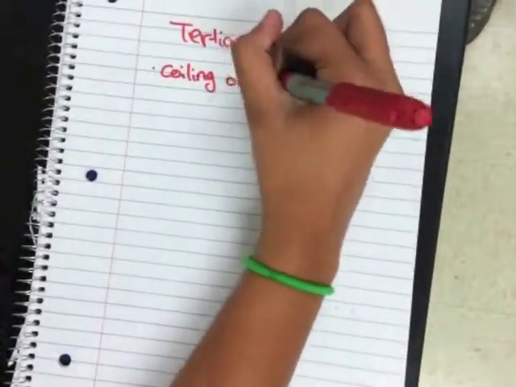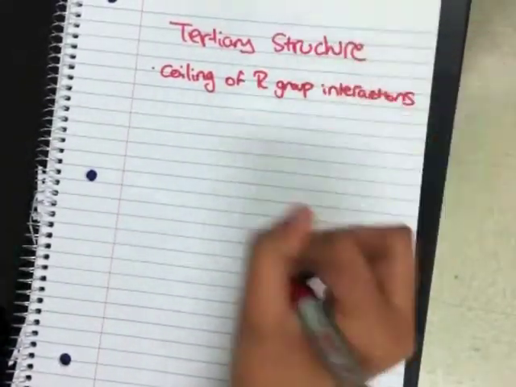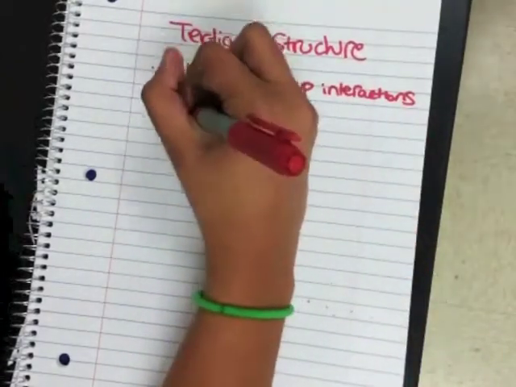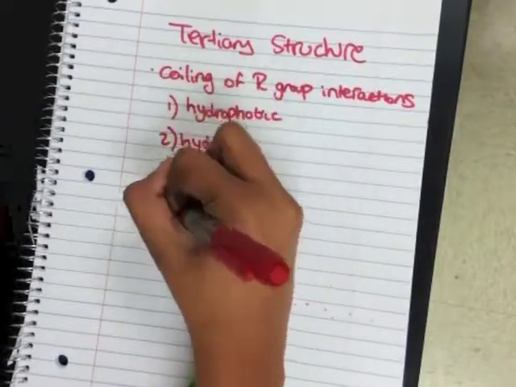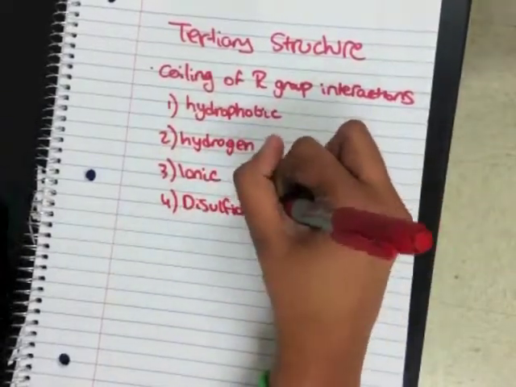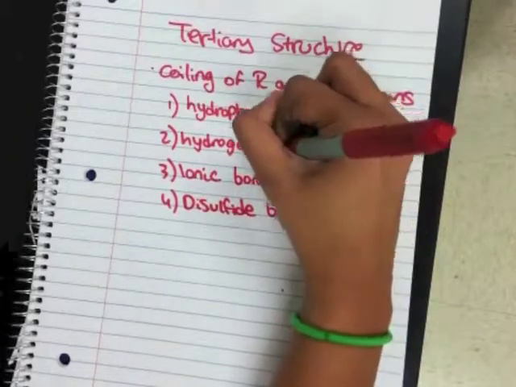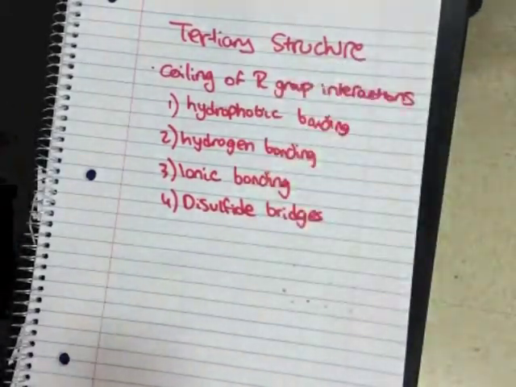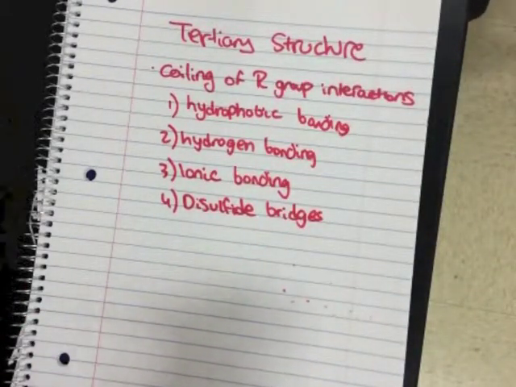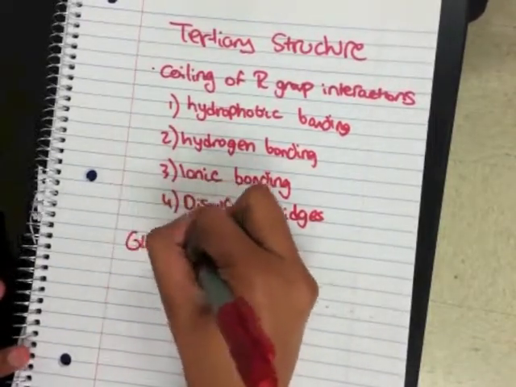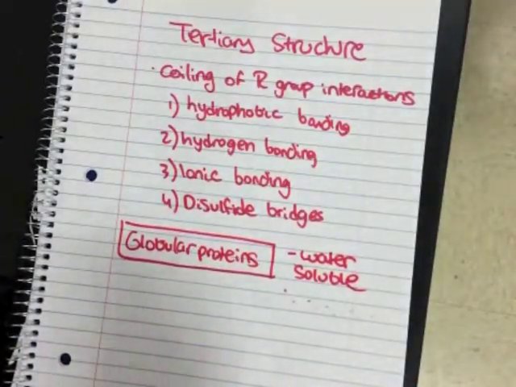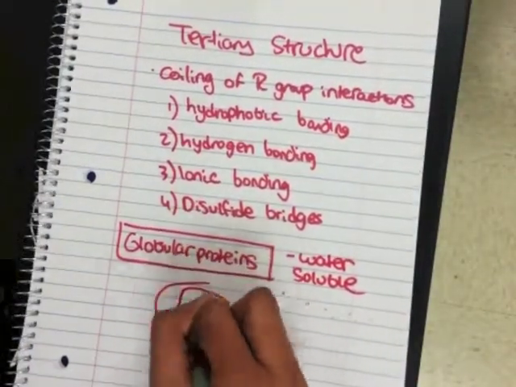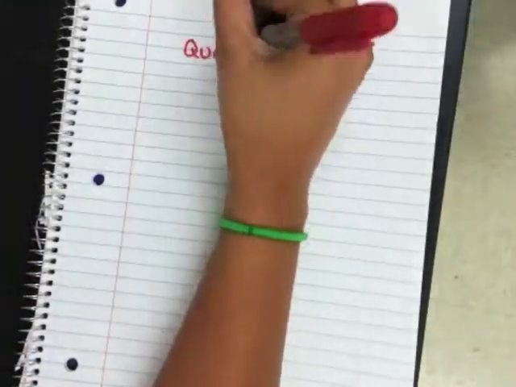Now we have the tertiary structure, which is further coiling from the R group interactions, and there are 4 types of interactions possible: hydrophobic interactions, hydrogen bonds, ionic, and disulfide. These are 4 different types of interactions that cause the structure of the protein to fold even more, and this is the most stable arrangement. They're made up of intermolecular forces, and they're known as globular proteins, which are water soluble.